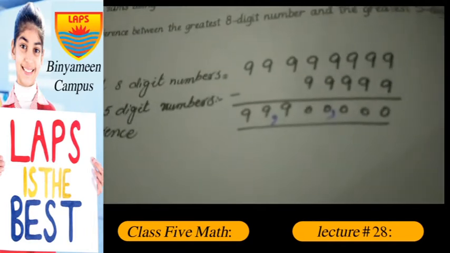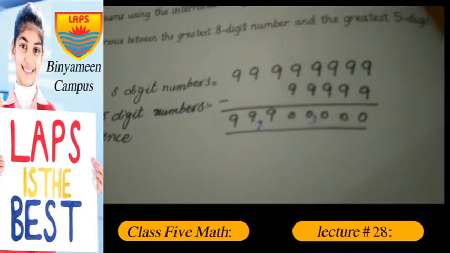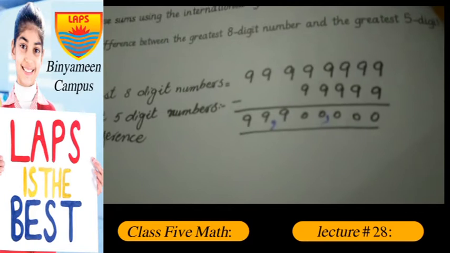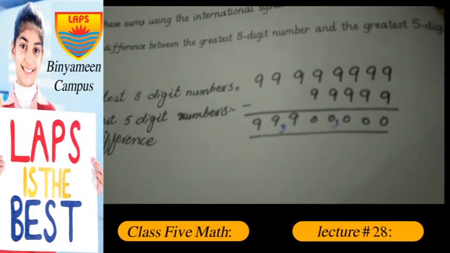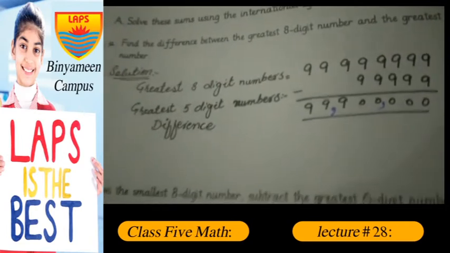Now 9, 9 and 9. In international system, 99, comma, then 999, comma, then 000, 3 times 0. Difference.